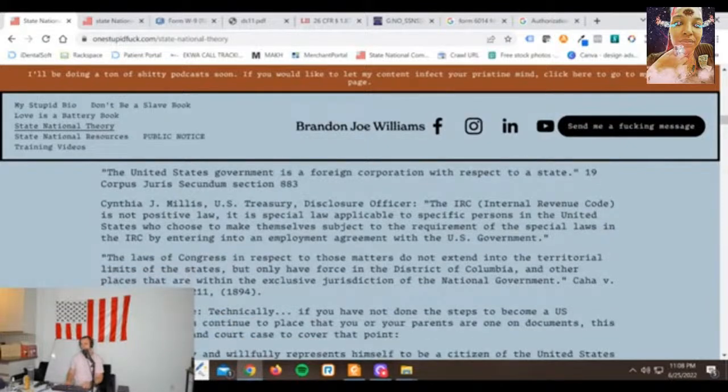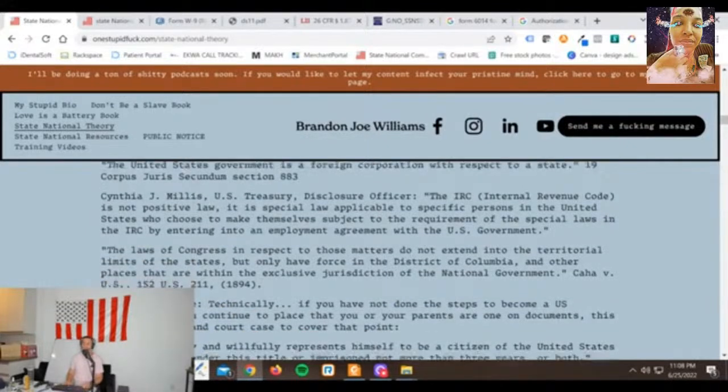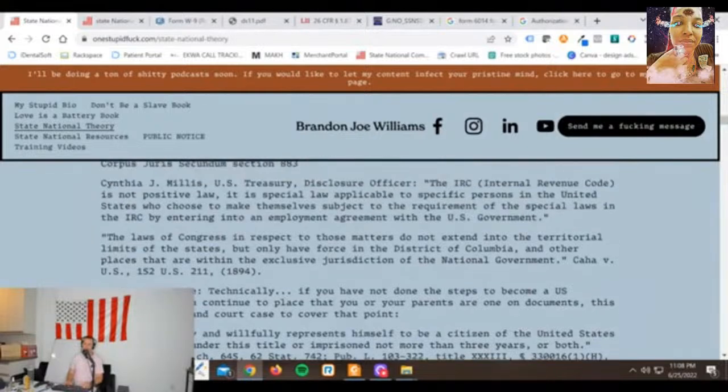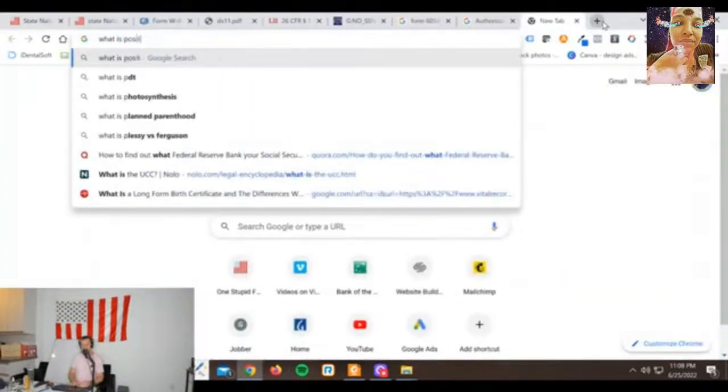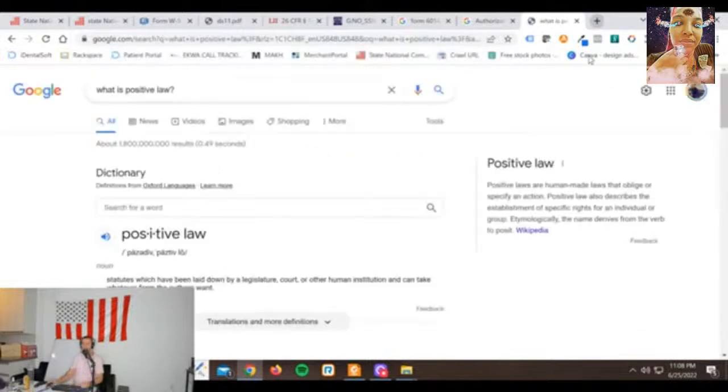The United States government is a foreign corporation with respect to a state. Cynthia J. Mills says the IRC, Internal Revenue Code, is not positive law. Positive law, I believe that means it's positive law. I think I know what that means. Yeah. Statutes which have been laid down by a legislature. So what that means is, remember the enactment clause I was telling you about earlier when we looked at that one thing at the beginning of Title 26, the Internal Revenue Code, and it says that it didn't even have an enactment law. So positive law is law that has an enactment clause, which means that it's been basically activated.